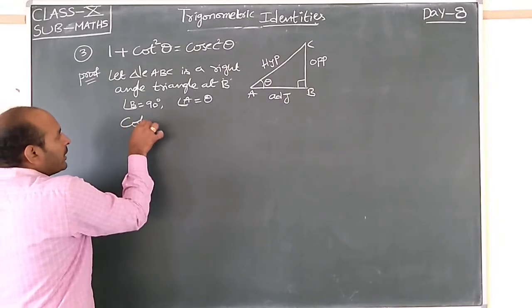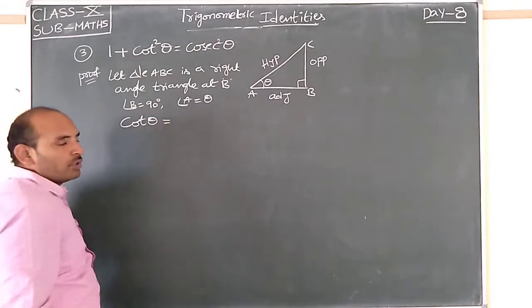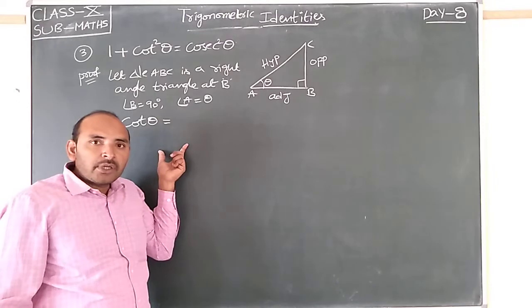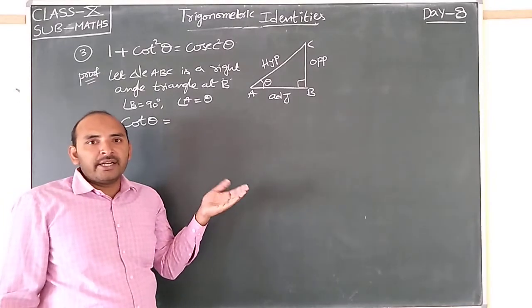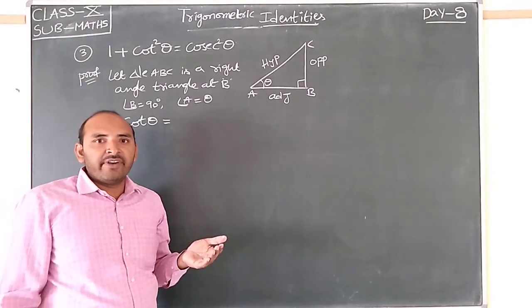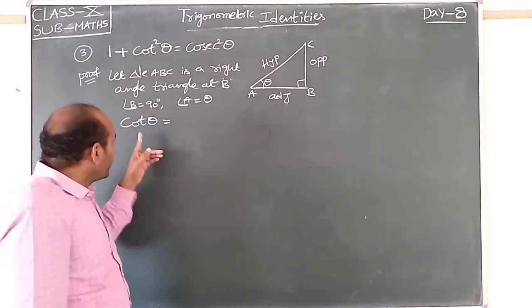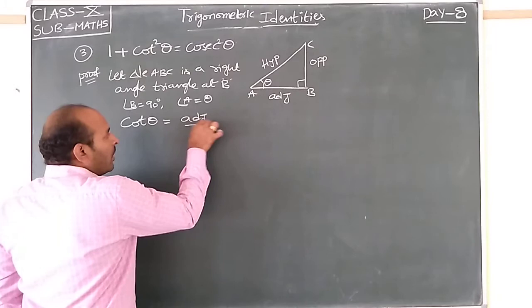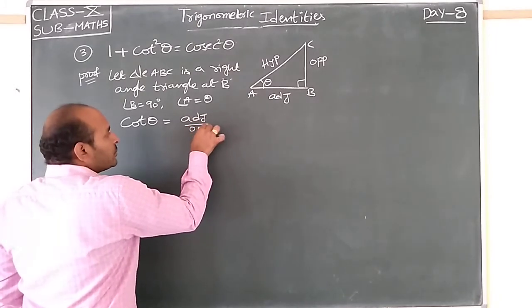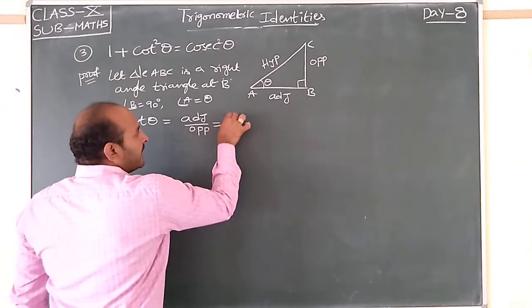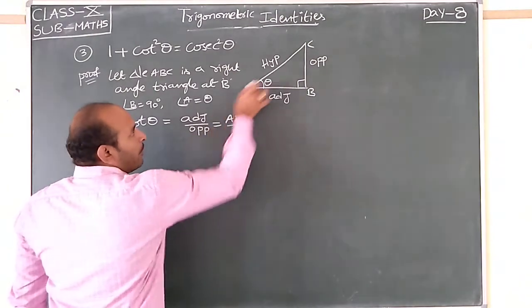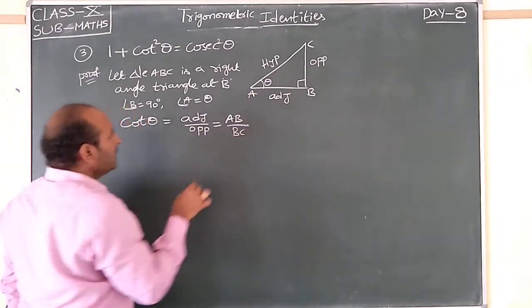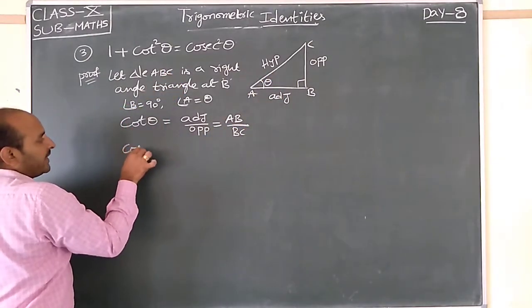So find out cot theta. Cot theta is nothing but the reciprocal of tan theta. Tan theta formula is opposite side divided by adjacent side. So clearly cot theta is adjacent side upon opposite side, which is equal to adjacent side AB divided by opposite side BC. Next, cosecant theta.